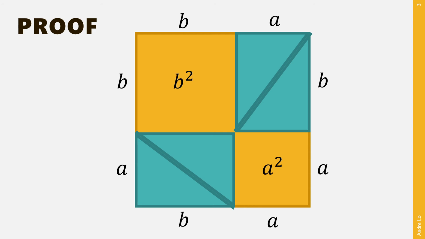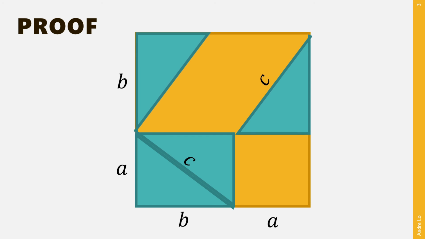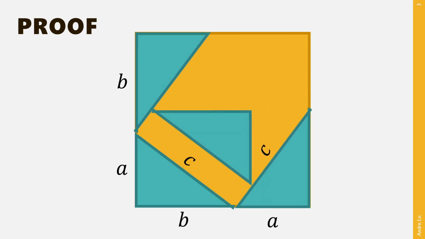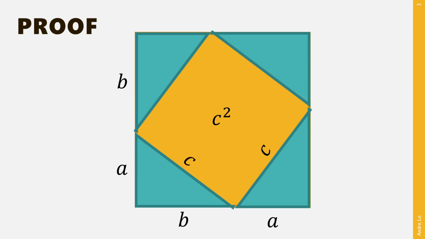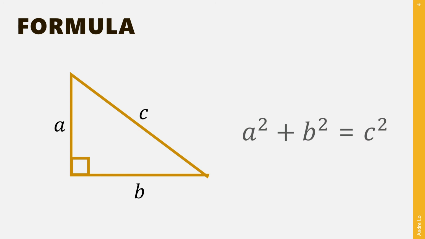Now I have filled in the rest of the big square with four identical blue right-angled triangles. You will notice that each of these right-angled triangles have perpendicular sides of length A and B, as well as a hypotenuse of C. If I shuffle these right-angled triangles around, you can see that the areas A squared and B squared join together to become one large yellow square that has a side length of C, and thus an area of C squared. Again, this just means that A squared plus B squared equals C squared.